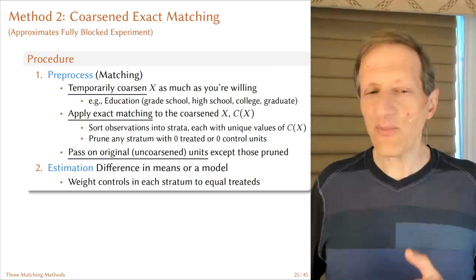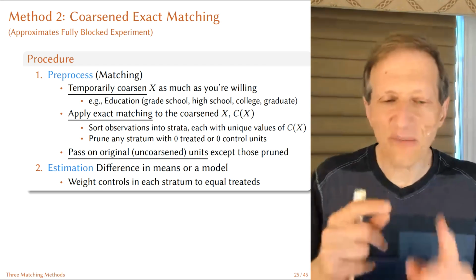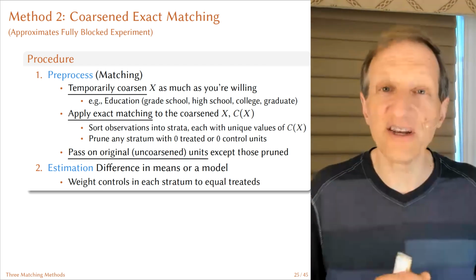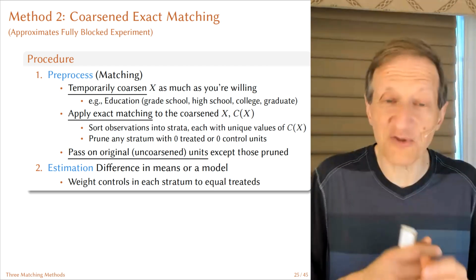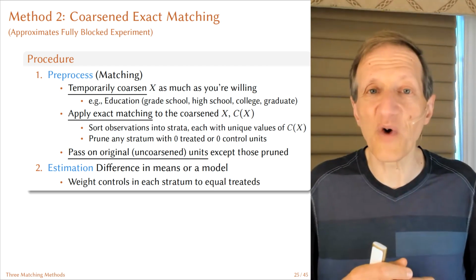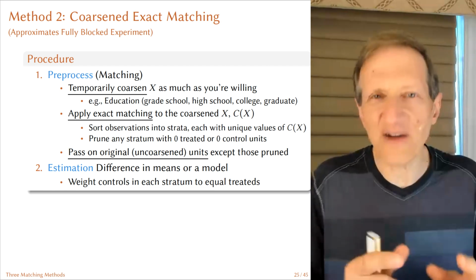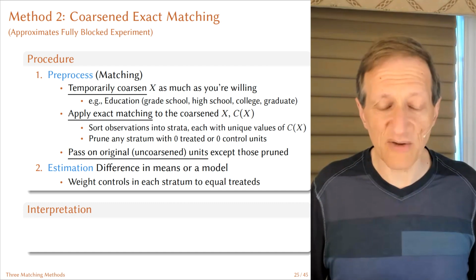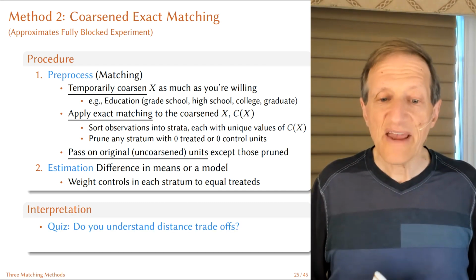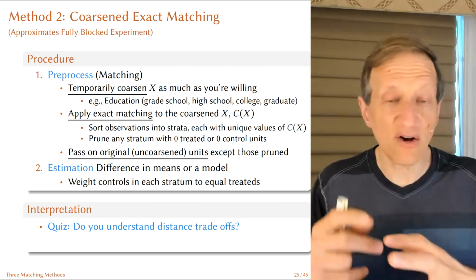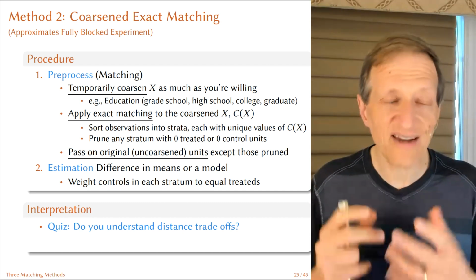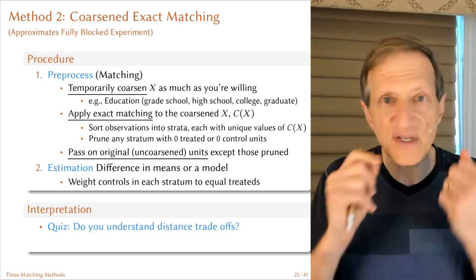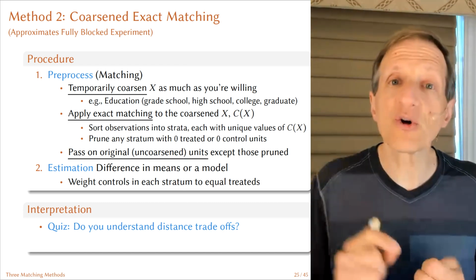There's one more step with coarsened exact matching. There's a weight that you have to use in the analysis stage. You just include it in your analysis. You do whatever analysis you were going to run previously, but you put a little weight in there. You can do it another way without the weight, and I can show you that separately. But we'll get a feel for it. The interpretation is, do you understand the distance trade-offs here? I think it's easier to understand the distance trade-offs because we're just using the method of exact matching within the coarsened bins.